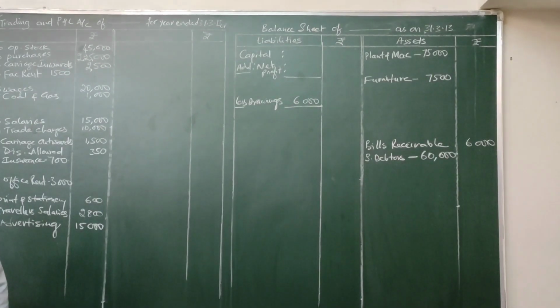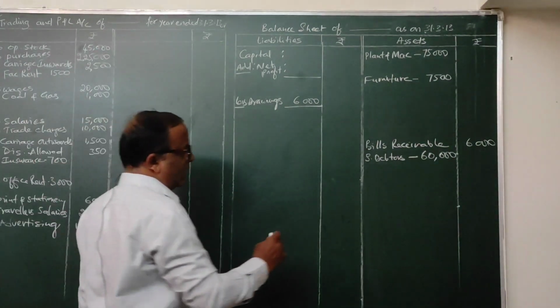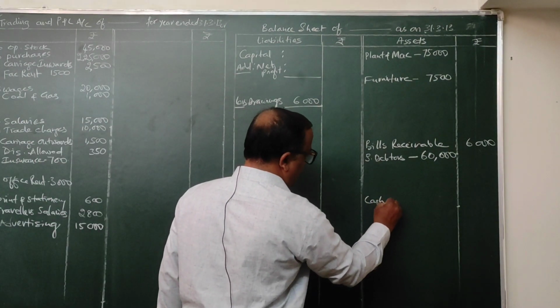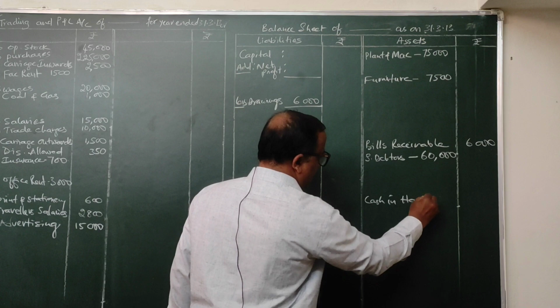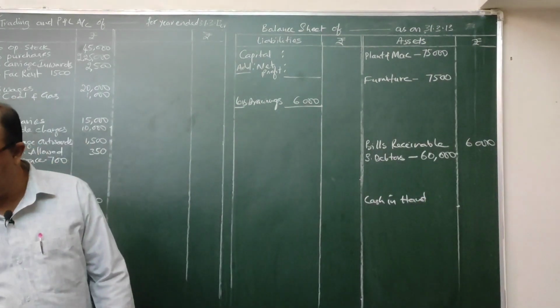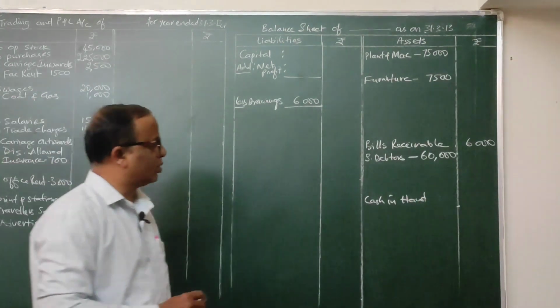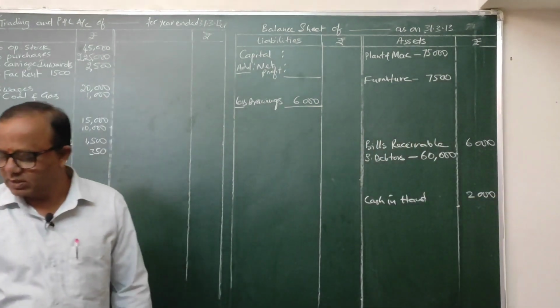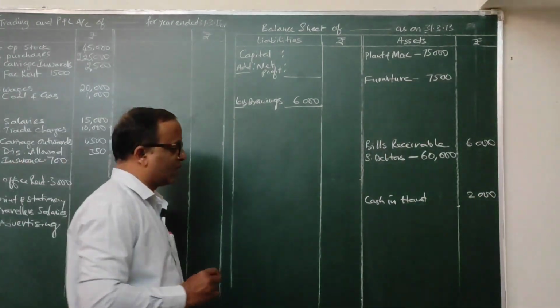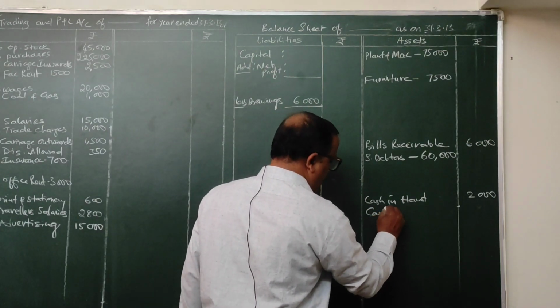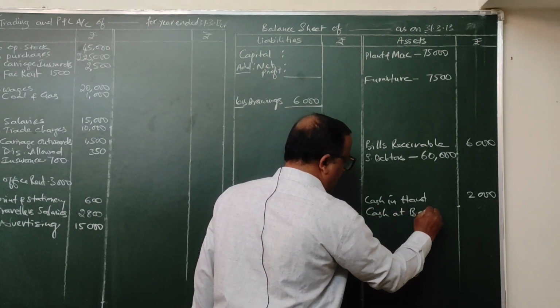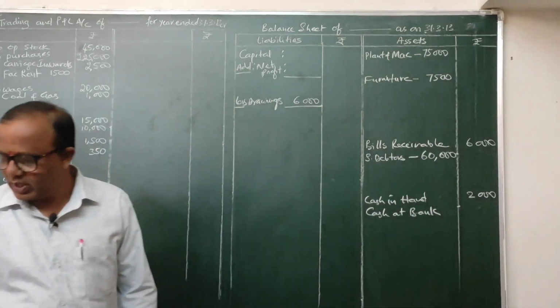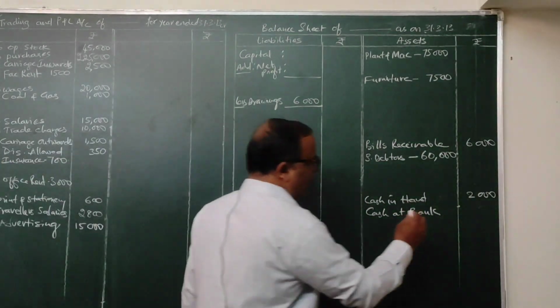Then after that we are having cash in hand, 2,000. It is a current asset. So cash in hand. How much cash in hand? We are having cash in hand 2,000, so outer column 2,000 we have taken. Then after that we are having cash at bank. It is once again a current asset. So cash at bank, in the outer column you will take cash at bank as 12,500.